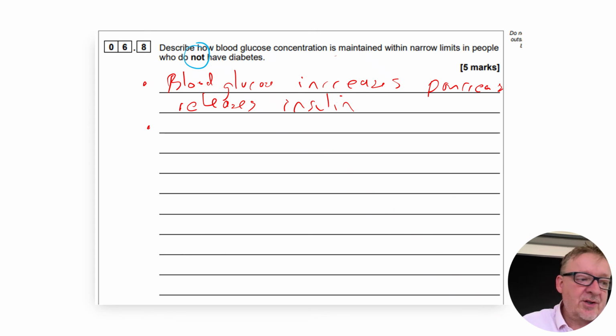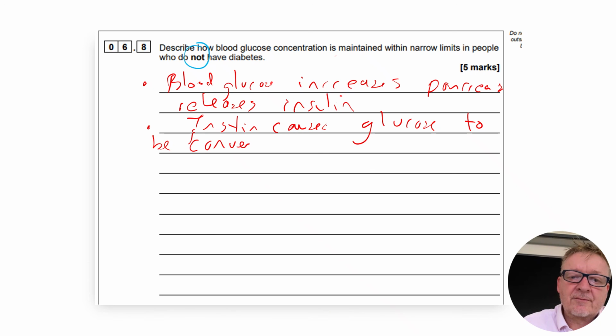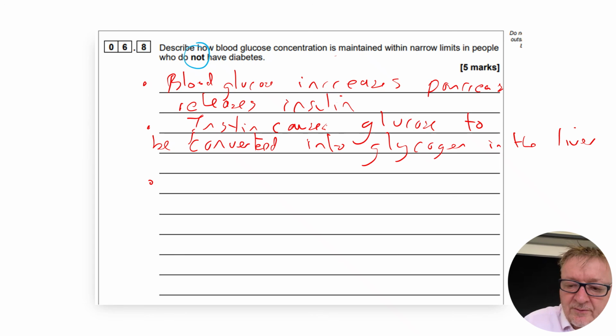Okay, and then what insulin does, insulin causes glucose to be converted into glycogen in the liver. Okay, so basically it's taken out of the blood. Okay, let's do it a different colour so it's obvious. Okay, oh, that's still red. And it's still red, make it go purple. Blood glucose decreases.